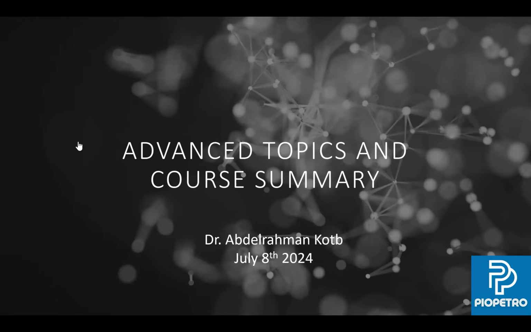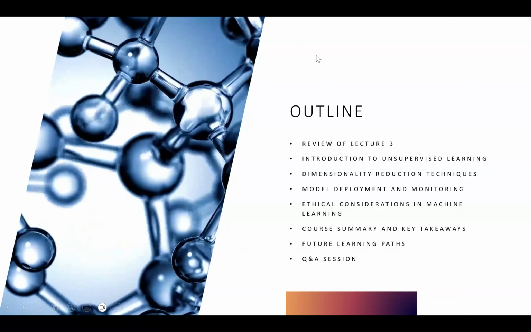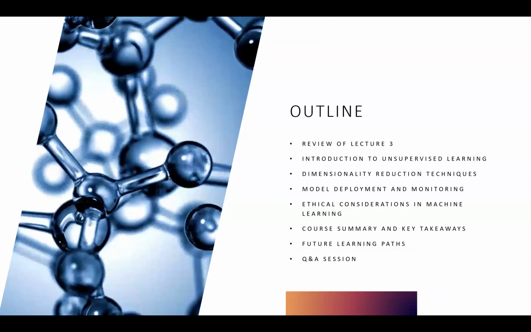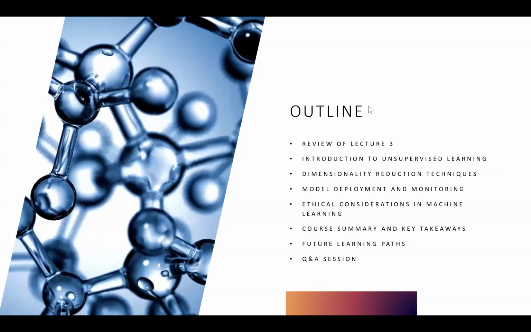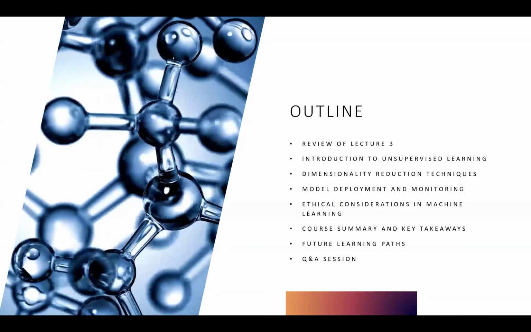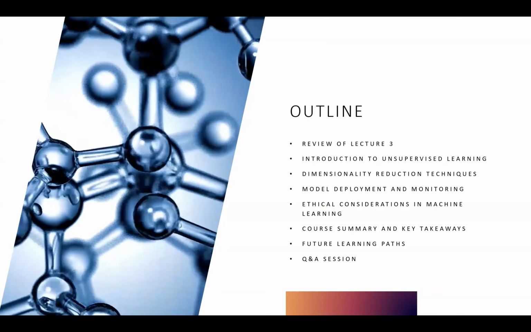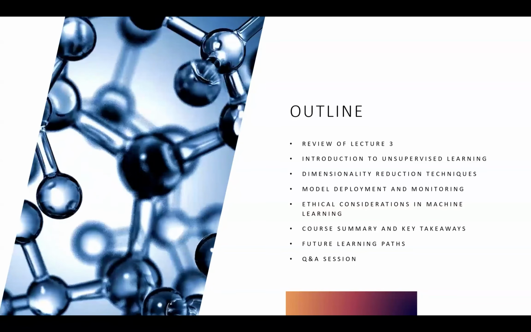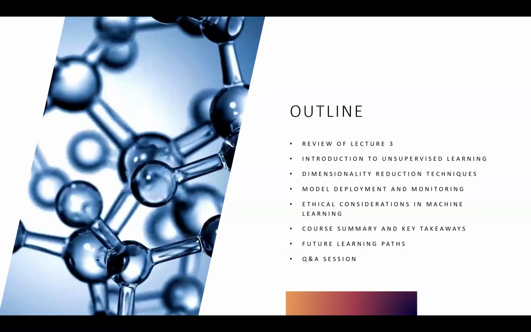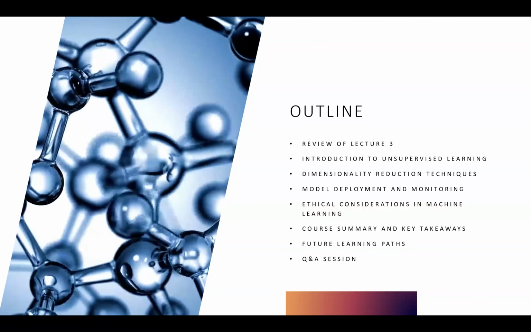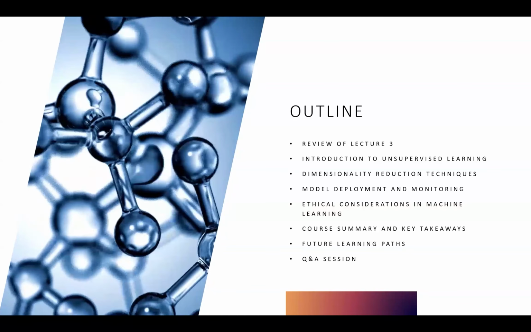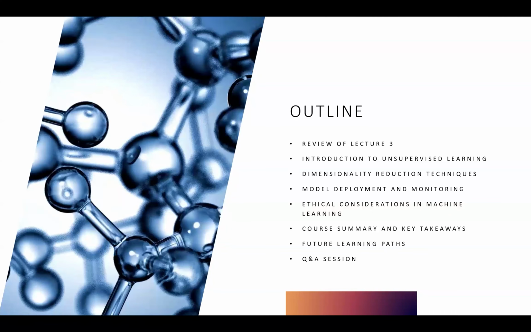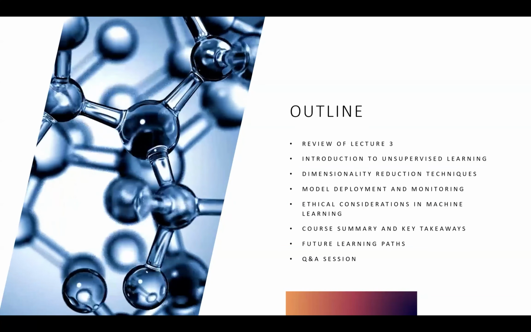As always, as I'm going through the lecture, feel free to raise your hand and ask questions. I'm more than happy to pause to answer these questions. So we're going to go through an overview of the last lecture. We're going to talk a little bit about unsupervised learning. We're going to discuss something called the dimensionality reduction technique. We're going to talk about model deployment and monitoring, ethical consideration in machine learning, and we're going to wrap up with course summary, takeaways, and then future learning paths.